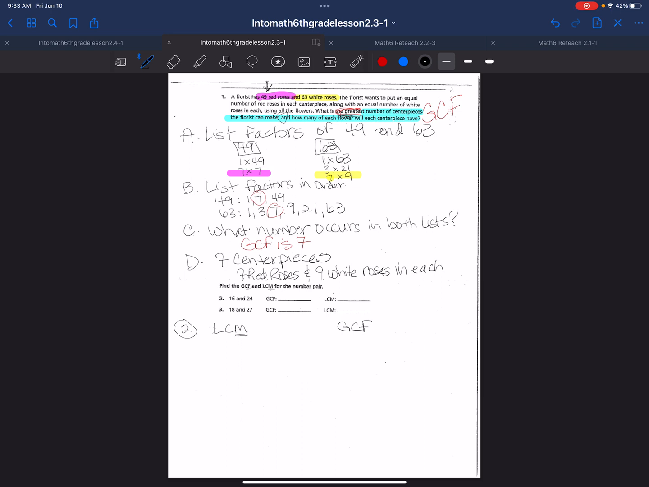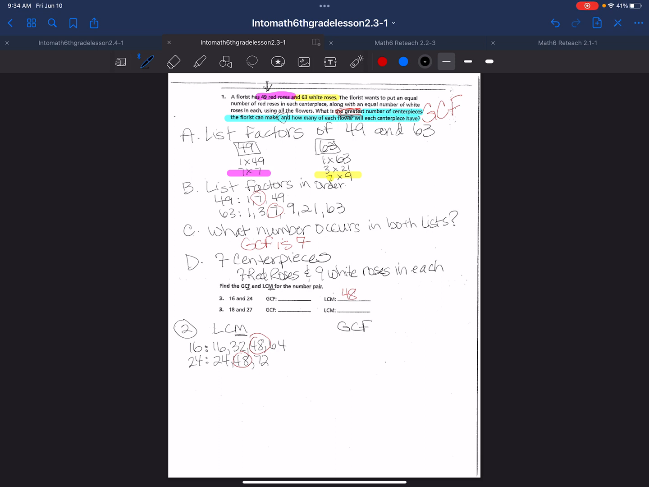So the LCM means I skip count. So I always try to do that one first. I'm skip counting by 16, but I always want to start with that number. 16, 32, 48, 64. I always try to write down about 4 or 5 numbers to see if they match. And then 24, and then 24 times 2 is 48. 24 times 3 is 72. And then you go back and look at the lists. If I go back and look at my lists, what number do they both have in common that is the smallest one? That would be 48. So the least common multiple of 16 and 24 is 48.